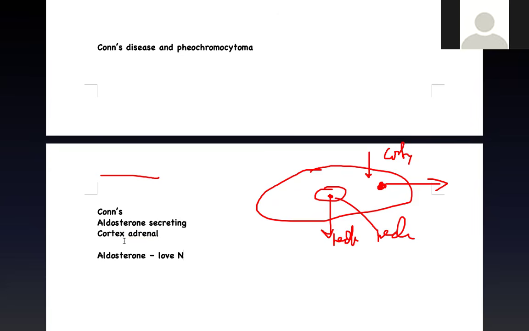Aldosterone loves sodium. If you love sodium, you're going to love water, right? And when you love water, sometimes you have to love glucose. So this can also increase your glucose. But what does it hate? It hates potassium. Whenever you love sodium, you're going to hate potassium. And this is what happens.